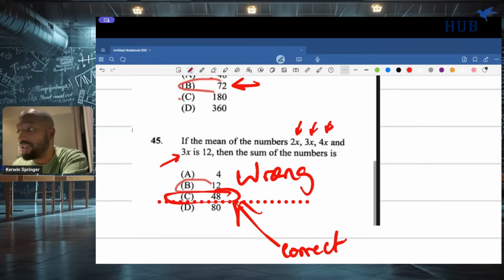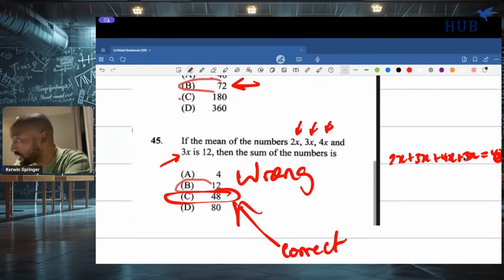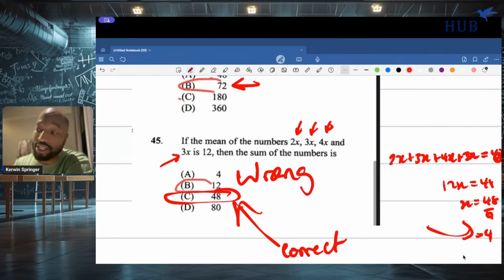If you want to find the value of x, that's different, and they have a different way they could bring that question. They could ask you, what is the value of x? So you have to add up all of this and equate it to 48. 2x plus 3x plus 4x plus 3x is equal to 48. 3x and 3x is 6x, so 12x is equal to 48. So x is equal to 48 divided by 12, which is 4. That's a different version of the question. But if they ask you what is the sum of the numbers, it just means 4 times 12.